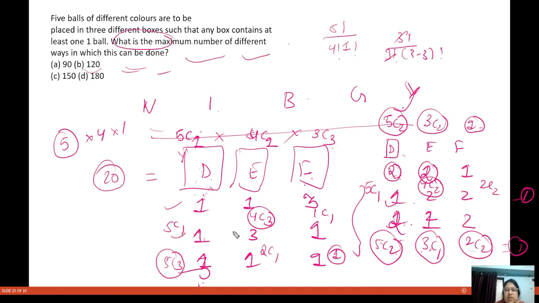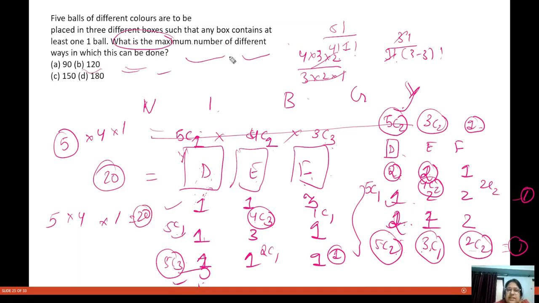This will give you how many ways? 5. What is 4C3? 4 into 3 into 2, divided by 3 into 2 into 1. So this will be 4 ways. This can be done in 4 ways. So 5 into 4, and this can be done only in one way. So we are again getting 20. Now do this again. You will get the same result.